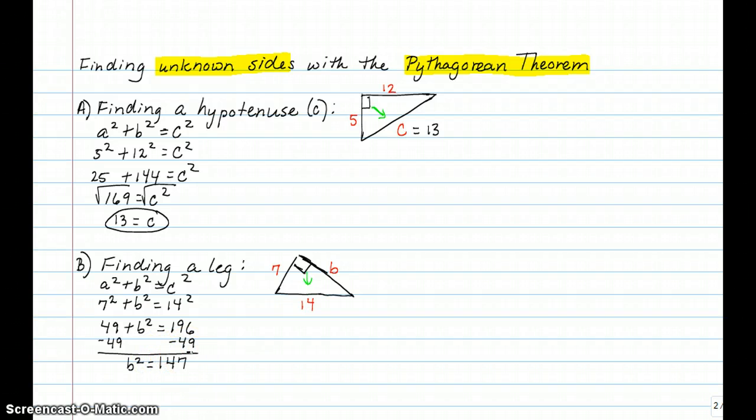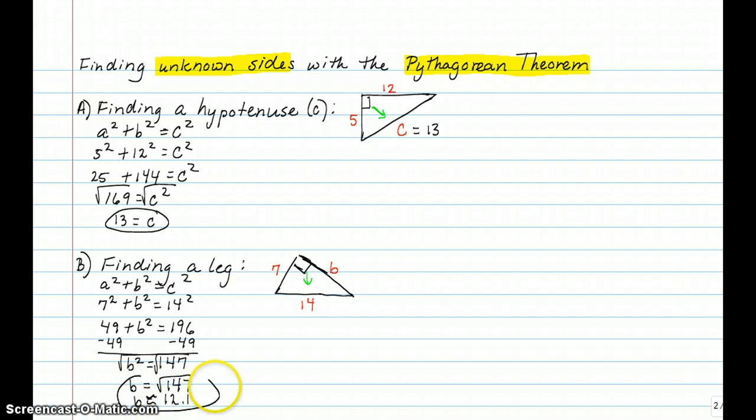Okay, now 147 is not a perfect square. So when you take the square root of b squared to get b, and then you take the square root of this side, you end up with a non-perfect square. So that's the exact answer, the square root of 147. But you need to know what it's about. So we're going to go b is approximately, there's a little wavy equal sign. We're going to round to the nearest tenth. And when you put in the square root of 147, you end up with 12.1.